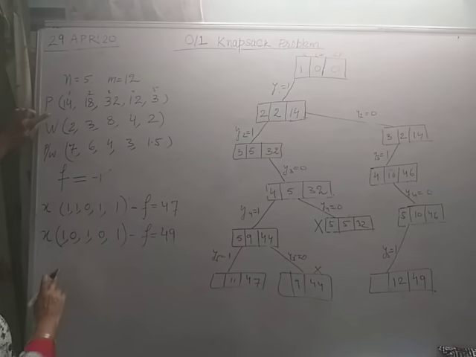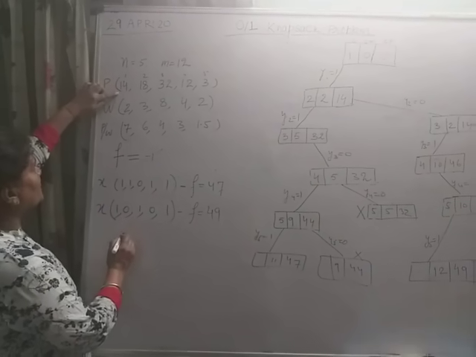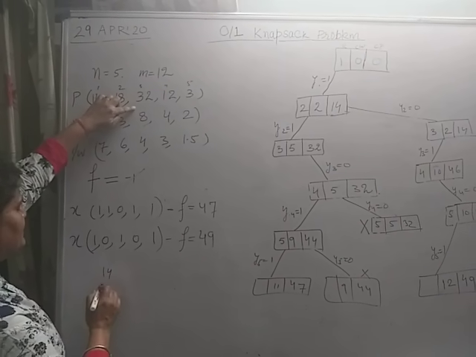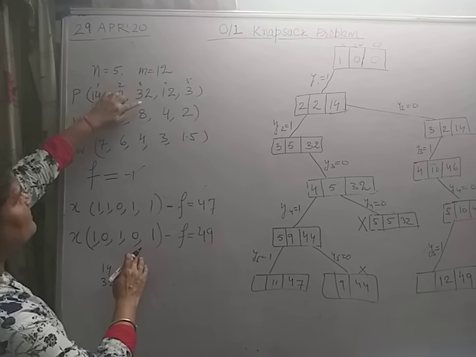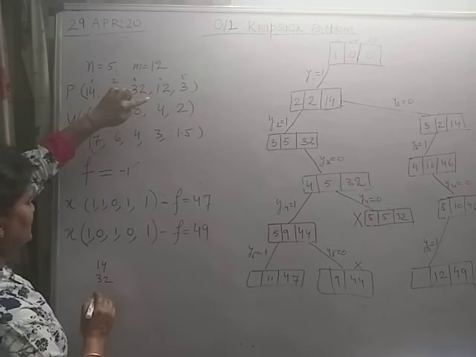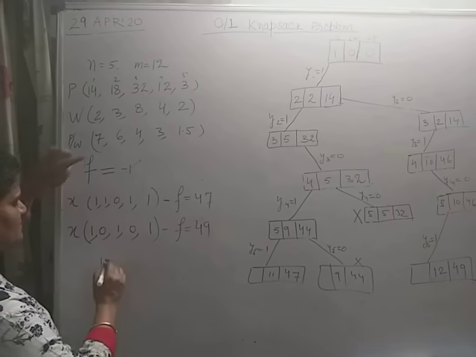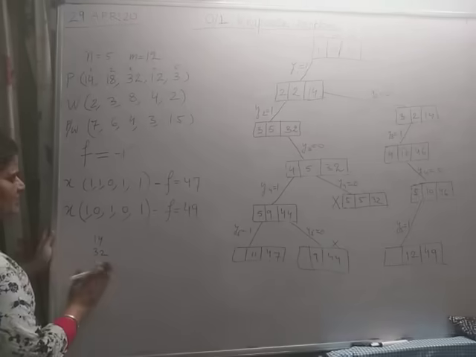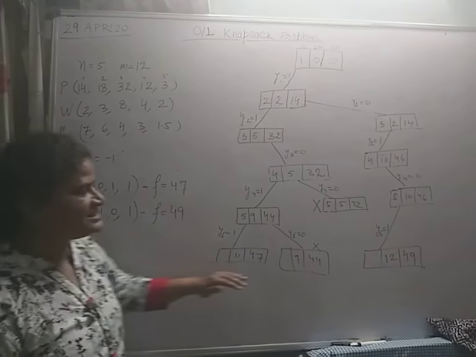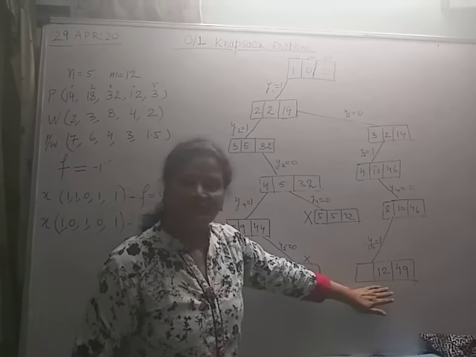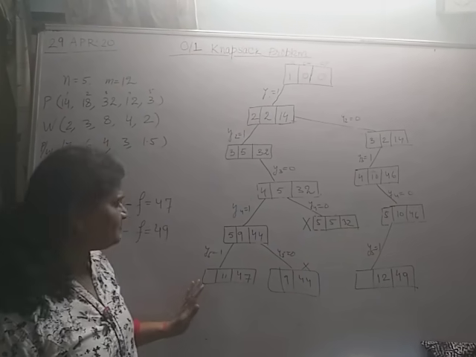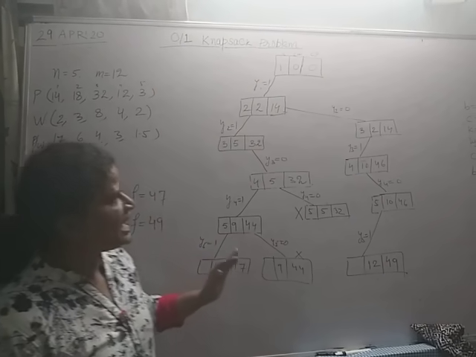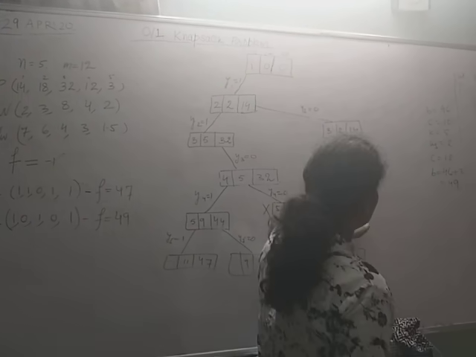You can check it. 1, the profit is 14. The first weight is considered, second is excluded, third is added, 32, and then fourth is excluded and fifth is added, that is 3. Okay. So 9 and 49. So here I get the next solution vector which is better than the previous solution vector. So now the x is updated. Okay. Now come to this right branch.